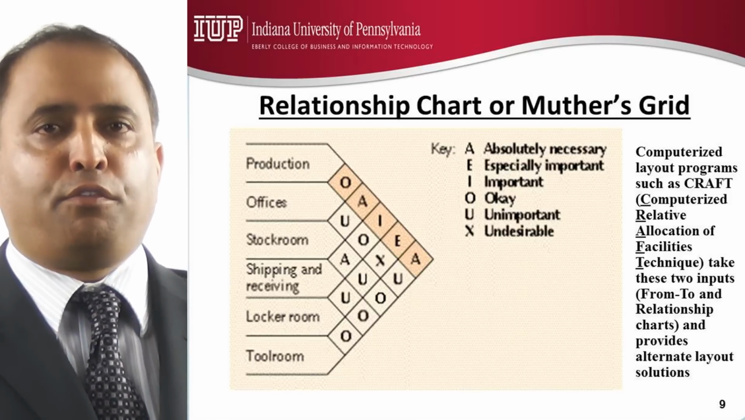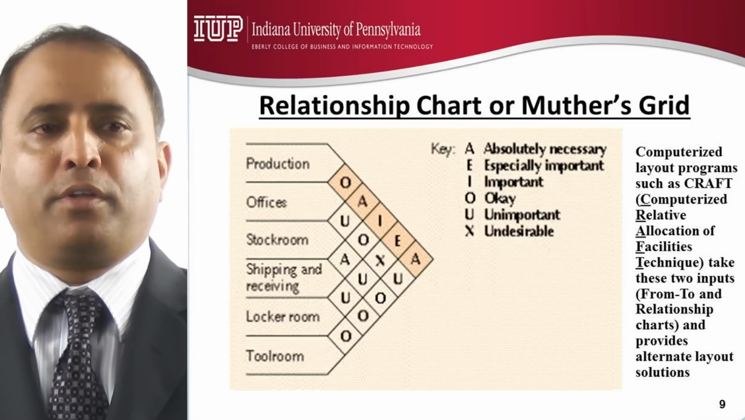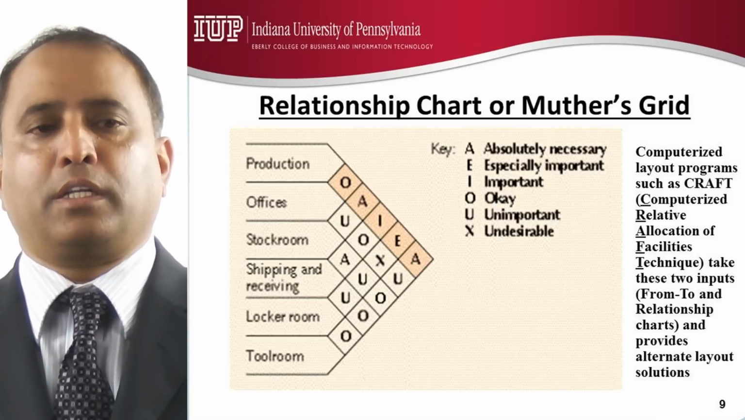Because what you're going to do now is take the from-to chart and the relationship chart and feed it to some sophisticated computer layout programs today. And I've just mentioned one of them, CRAFT, which is computerized relative allocation of facilities technique. And what that software does is takes into consideration the from-to chart, how much material handling is occurring from each area to each other area. And then it takes into account the relationship chart, which tells you what is desirable and what is not desirable, what is important, what is not important to stay next to each other or stay in close proximity to each other. And then it'll give you alternate solutions of layout. And you can use that, tweak it a little bit, change the weights if you want some changes in the layout. And of course, you can overrule the software and make changes that you think are important. So that is how a process layout or a job shop layout is completed.